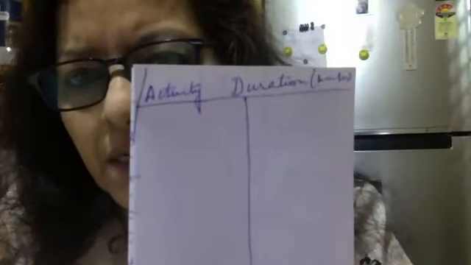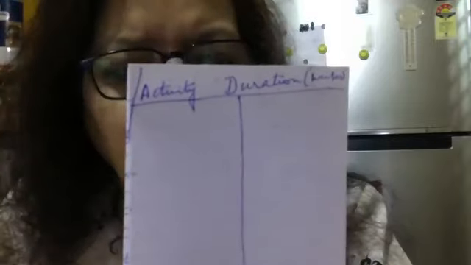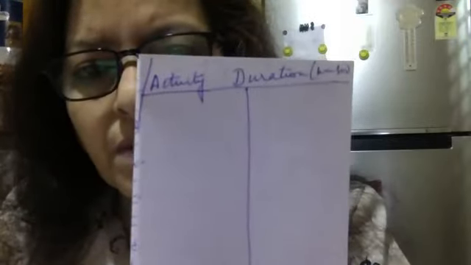Write the first column, activity. First column heading is activity. Second column heading is duration, in weeks. In brackets, you write it in weeks. It could be weeks, it could be hours. So I have two columns like this, activity and duration in weeks. The first column heading is activity. The second column is duration.